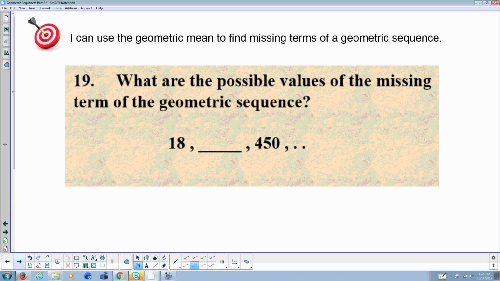Number 19, I want you to try this on your own. I'll pause the video, and I want you to try to calculate the geometric mean on your own, please.